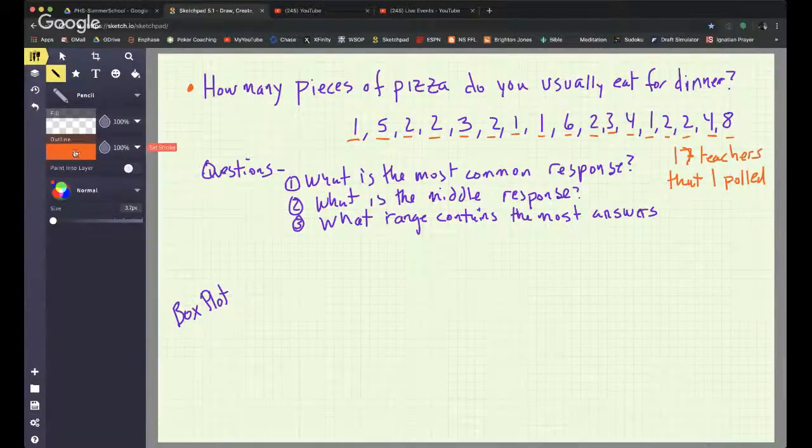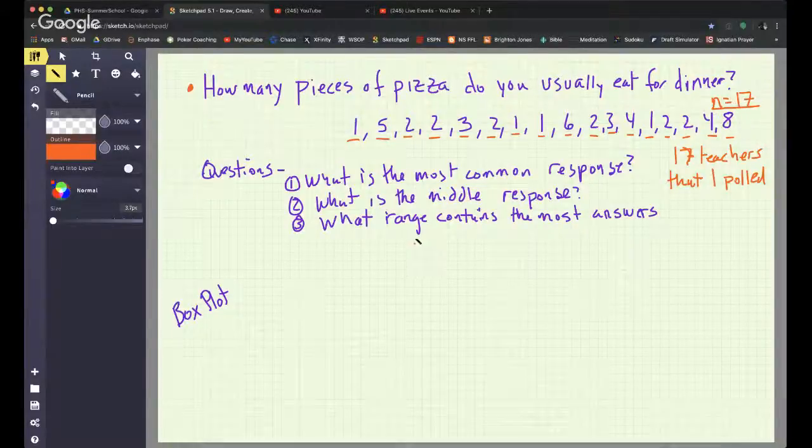Now, one key thing to say is that when you have 17 responses, a statistical way of saying that is n equals 17. That's the mathematical way of saying that's the number of responses.